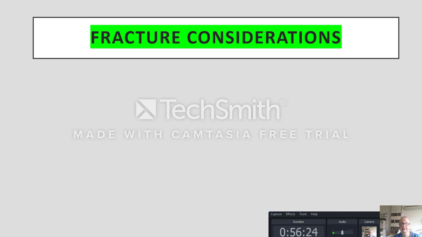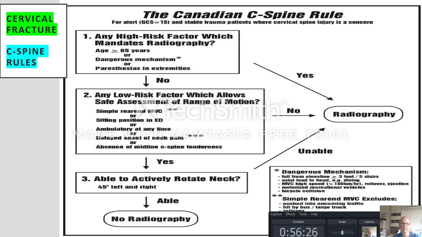Fracture considerations. Cervical fracture C-spine rules. The Canadian C-spine rule. One, any high-risk factor which mandates radiography: age 65 or older, or a dangerous mechanism, or paresthesia in extremities. Yes.